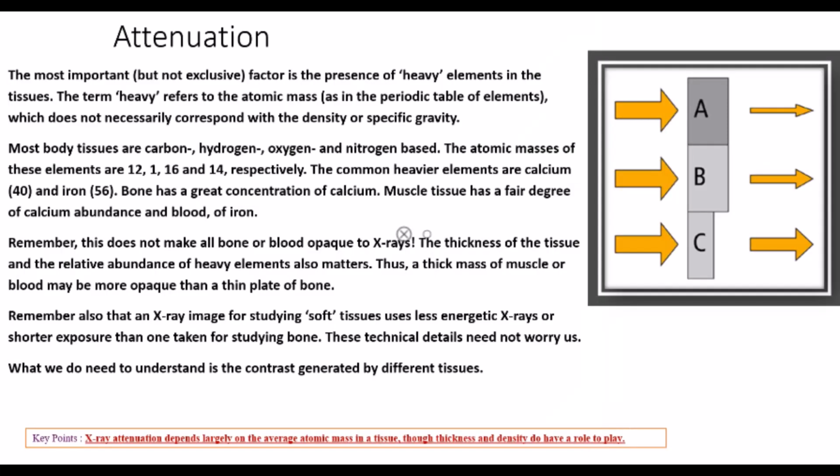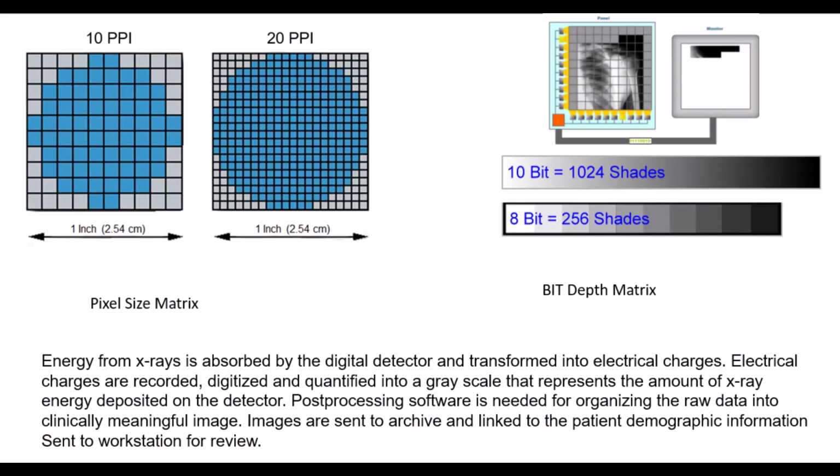X-ray attenuation depends largely on the average atomic number of the tissue's thickness, and the density. They all have a role to play in creating the image. When these tissues are mapped, resolution and contrast depends a lot upon the number of shades of gray, or the bit depth, and the number of pixels per inch.